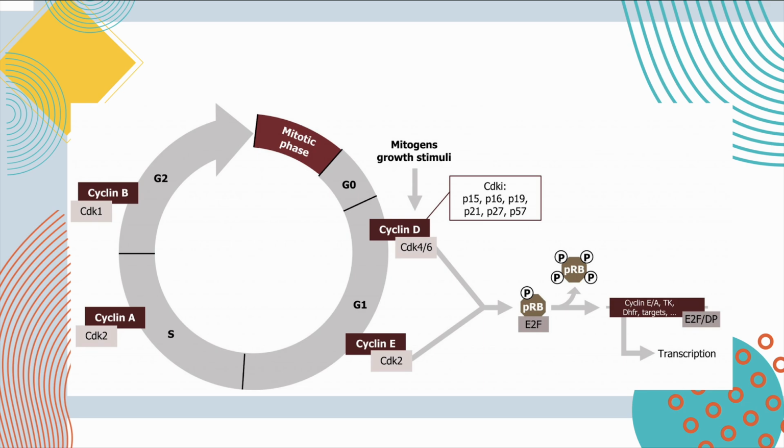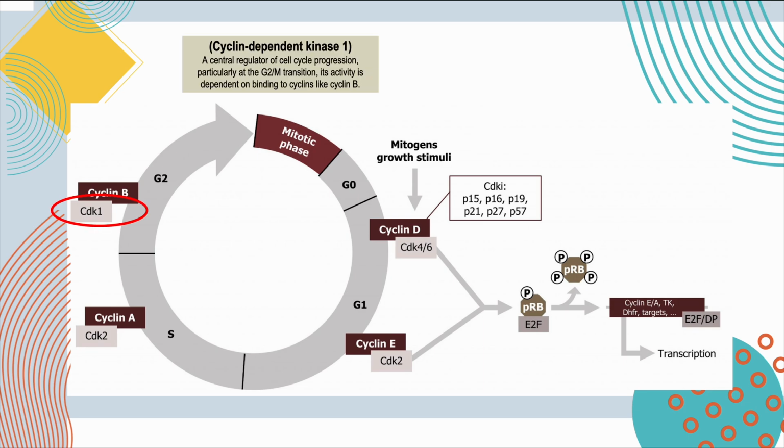So to begin with, some examples of genes and proteins that regulate mitosis, we have the following. The first one is CDK1, and CDK stands for cyclin-dependent kinase 1, a central regulator of cell cycle progression, particularly at the gap 2 or metaphase transition, and its activity is dependent on binding to cyclins like cyclin B.